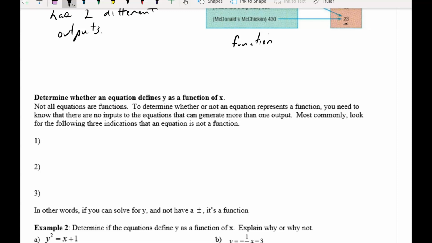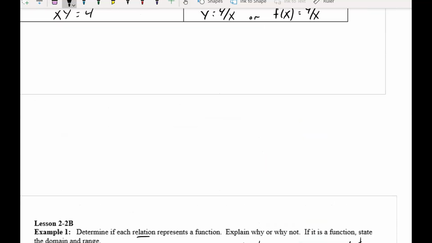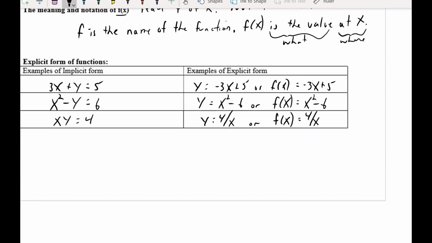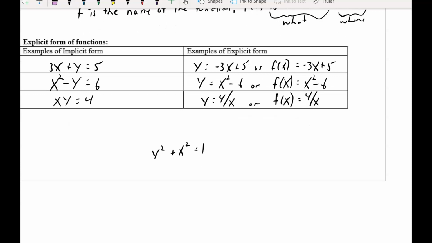One of them is if you see a y squared term. If there's a y squared term, it's not a function. Because going back to the implicit and explicit, if you had a y squared in here and you solved it for y, you would have to have a plus and minus, right? If you had something like y squared plus x squared equals 1, and you want to solve that, you're going to subtract x squared, and then you're going to take the square root, and something that a lot of students forget is that plus or minus the square root of 1 minus x squared. That's what you're going to get.